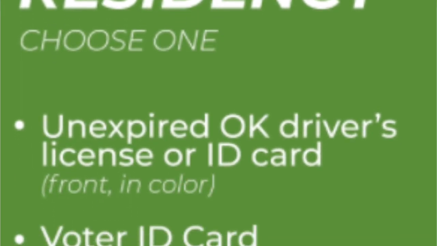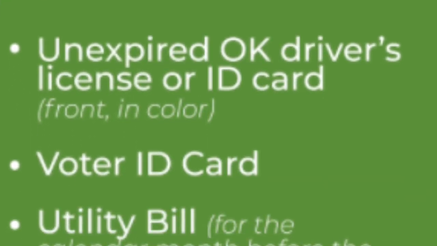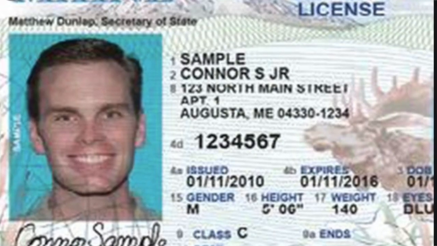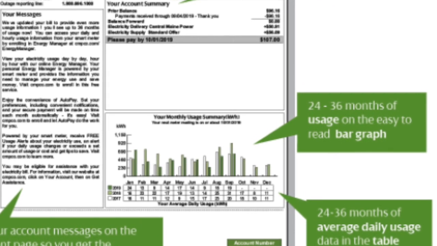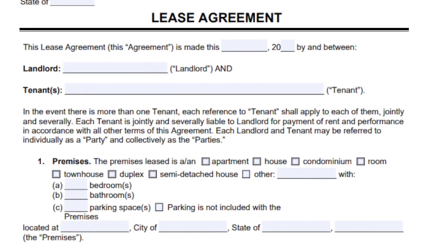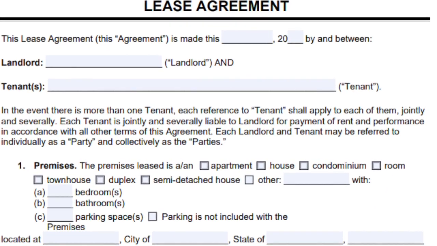Examples of the 2 proofs of residency could be a driver's license with a current address, a copy of your electric or heat bills, a copy of a house mortgage, or a lease or rental agreement.